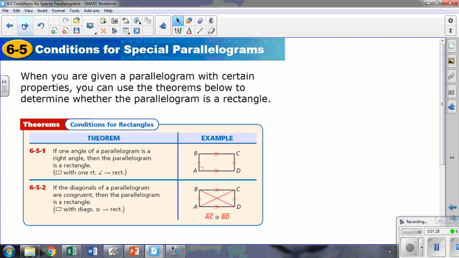And starting off, we've got 5 theorems. These are the 2 that we have for rectangles. And of course, I've got the symbolic logic written up on the marker board. Essentially, one right angle is all we need. If we have a parallelogram, and then we also get one right angle, it's going to force the other 3 angles to also be right angles and give us a rectangle. If we've got a parallelogram and we have the diagonals congruent to each other, that will force it to be a rectangle.